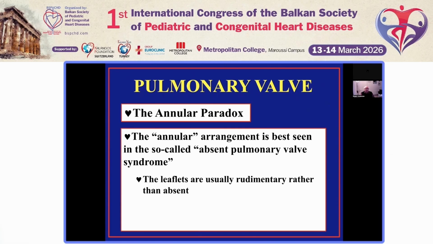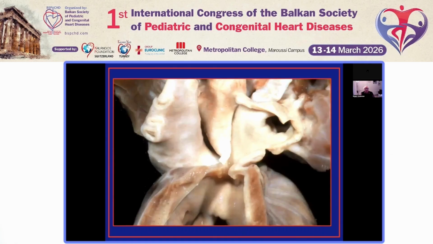The term absent pulmonary valve is a misnomer because hardly ever are the valves completely absent. Usually they are rudimentary, but they are attached in annular fashion, and it is that annular attachment that makes the valve incompetent. And here we see a beautiful example where we have this annular attachment of the rudimentary leaflets at the junction between the infundibulum and the intrapericardial pulmonary trunk, which is dilated because of the valvar regurgitation. So in this instance, the valve can not only be stenotic, it can also be regurgitant.